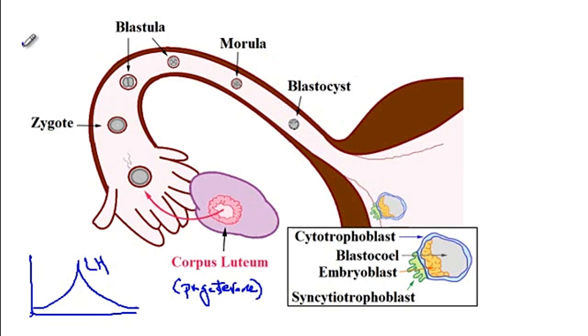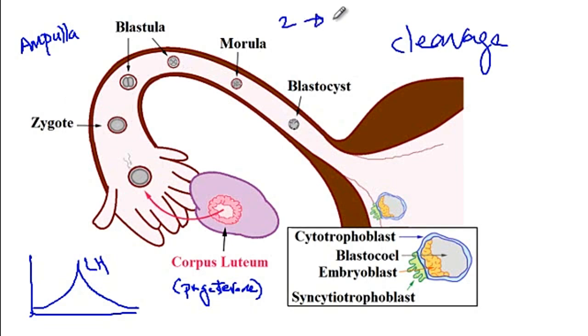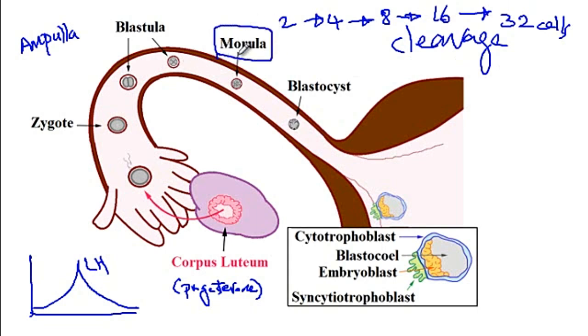And then the egg usually gets fertilized in the ampulla of the fallopian tube. So once fertilization happens, the zygote will undergo division called cleavage, where there is no growth but rapid division. So the one-cell zygote will divide into 2 cells, 4 cells, 8 cells, 16 cells, and then 32 cells, which is called morula. And so morula is a mass of 32 cells.